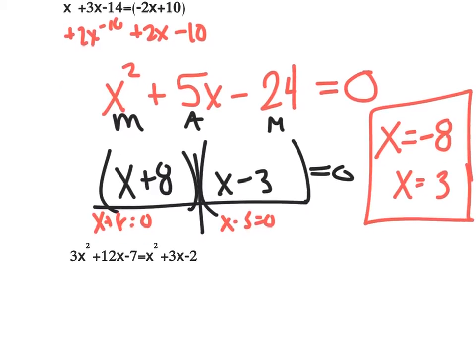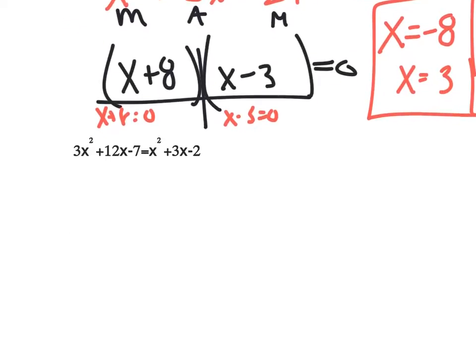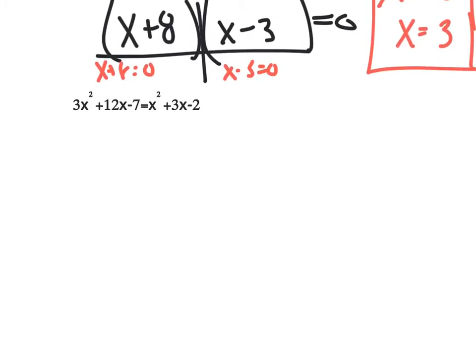Let's go ahead and try a second problem. 3x squared plus 12x minus 7 equals x squared plus 3x minus 2. So go ahead, pause it, at least do the first step on your own, set it equal to 0, and we can compare equations.